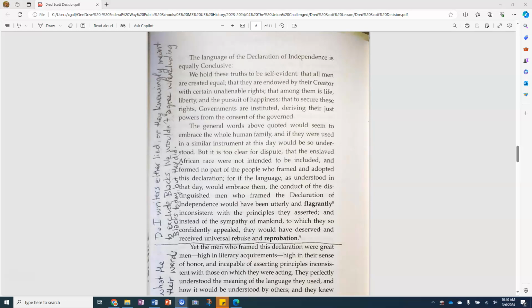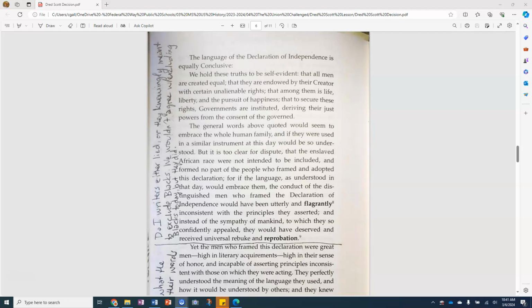All right, and we're back. The language of the Declaration of Independence is equally conclusive. And here he's quoting: We hold these truths to be self-evident, that all men are created equal, that they are endowed by their Creator with certain unalienable rights, that among them is life, liberty, and the pursuit of happiness, and that to secure these rights, governments are instituted, deriving their just powers from the consent of the governed.